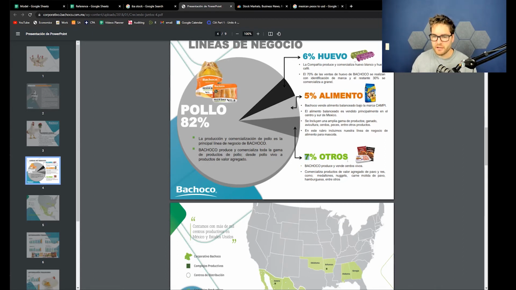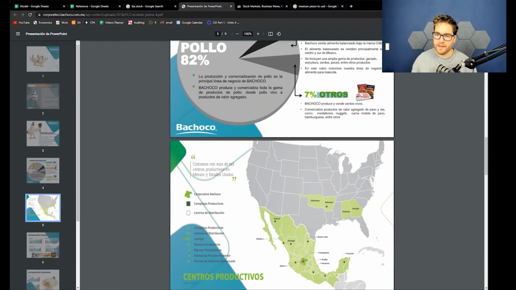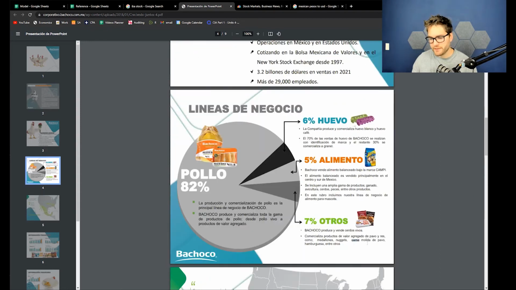And then they also sell other forms of food. That's simply what otros means, other forms of food. So they sell this meat, like ground beef, turkey, hamburgers, and other things.